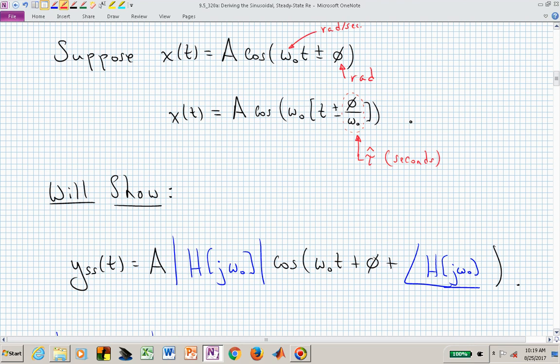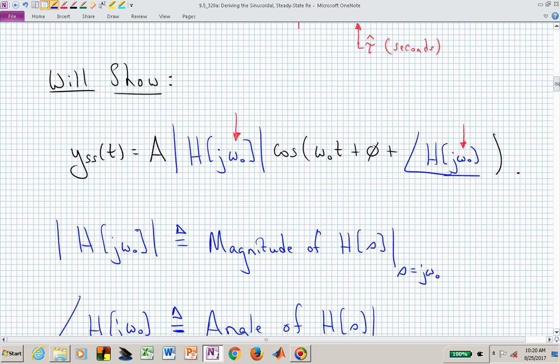Omega naught, again, is the frequency of our input waveform, and that's what we're actually evaluating our transfer function at on the imaginary axis. We also will find the angle of our transfer function at that particular frequency, omega naught. We then add in whatever that angle is, whether positive or negative, to the argument of our cosine, and this is how the output will be modified.